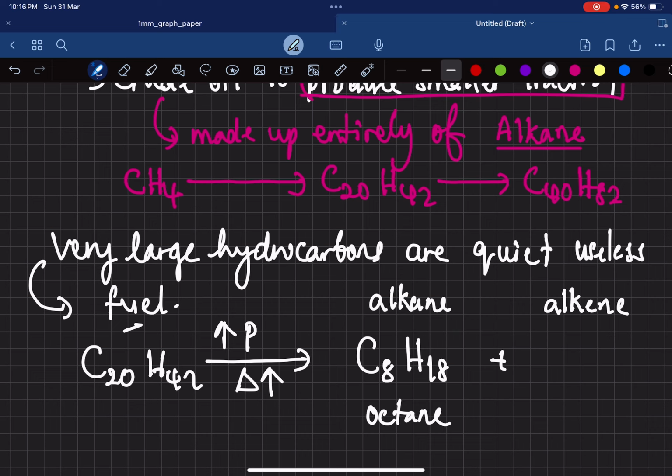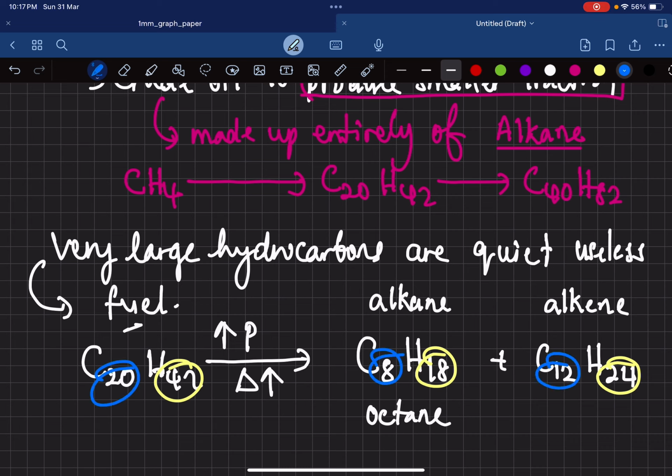Okay, you get an alkene. So you realize that 20 here, right? So you might get an alkene that looks like this, 24. Okay, so if you notice, if you take this number and you take this number, you should end up getting 42. And then if you take this number, 8 and 12, you should get 20. So the total number of carbons and hydrogens on the left and on the right should be the same. Okay, should be the same.